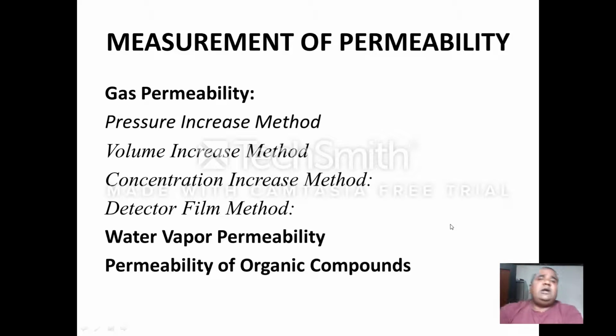Now I'm coming to the last part, that is the measurement of permeability. In this heading there are three main headings: how to determine gas permeability, then water vapor permeability, and third the permeability of organic compounds. First we will talk about gas permeability. There are four methods by which we can determine it. One is the pressure increase method, second is the volume increase method, third is the concentration increase method, fourth is the detector film method.